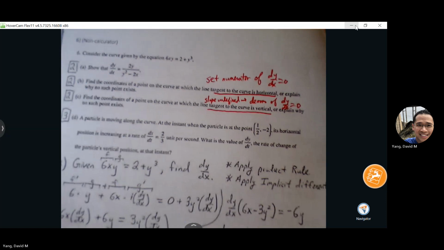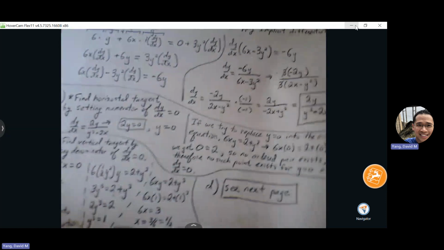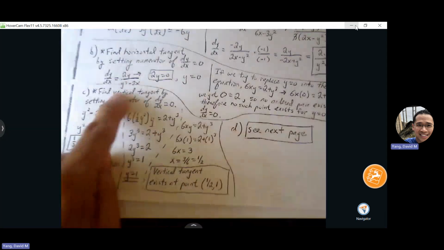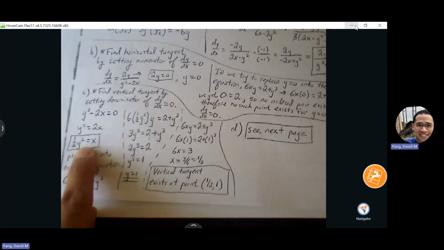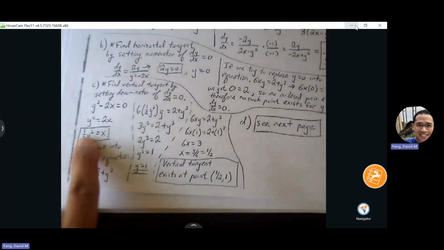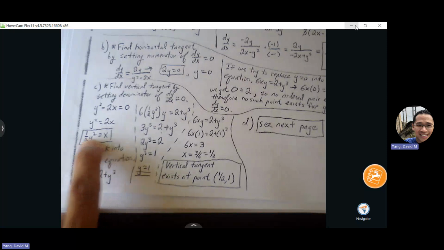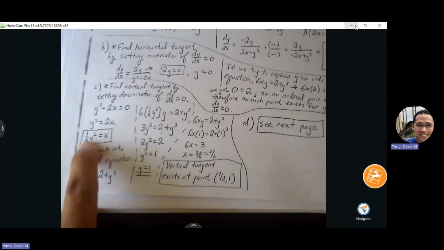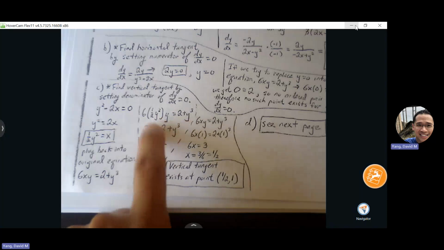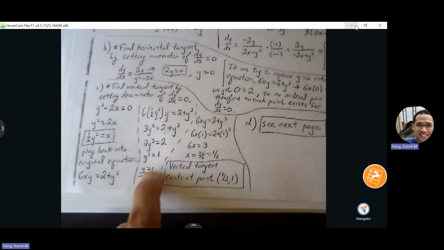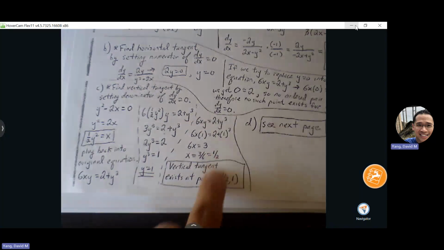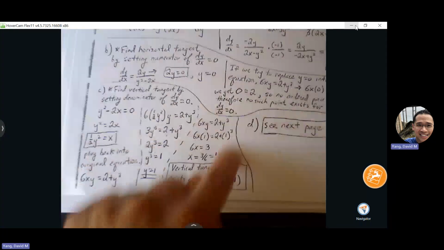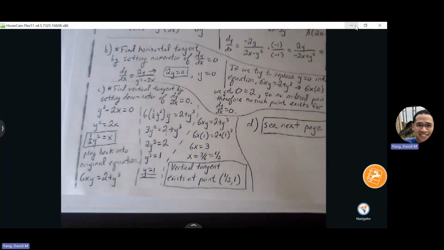And then so part B, you're setting the numerator equal to 0 of the derivative. Part C, you're setting the denominator equal to 0. But setting the denominator equal to 0 doesn't quite get you down to a number. So you have to take that, insert it back into the original equation, go through substitution and solve for one variable, and then go back and solve for the other variable. This is a little messy in terms of the algebraic steps involved.